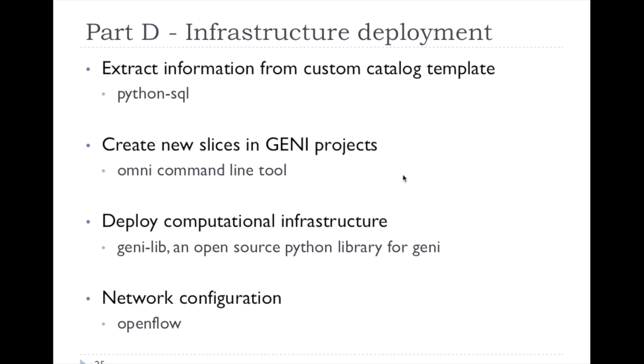There are 4 steps here. First, we extract information from the custom template catalog using a Python SQL library, which is open source. Then we create a new slice in the GENI project, which is done using the Omni command line tools. Then we deploy the computational infrastructure using an open source Python library called GENI. Finally, we configure the network configuration, which is used by OpenFlow. And this 4th step is fully automatic.